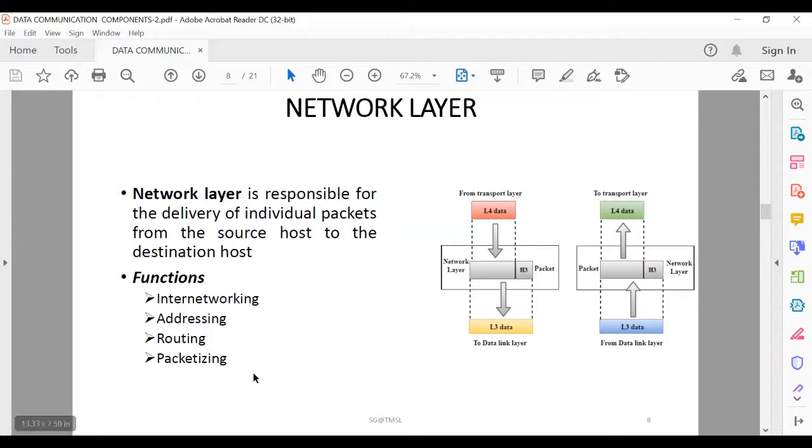Last is the packetizing. Here the network layer receives the packets from the upper layer and converts them into packets. This process is called the packetizing, and it is achieved by the internet protocol. There is a protocol called internet protocol, or IP. This protocol is used to achieve this function.